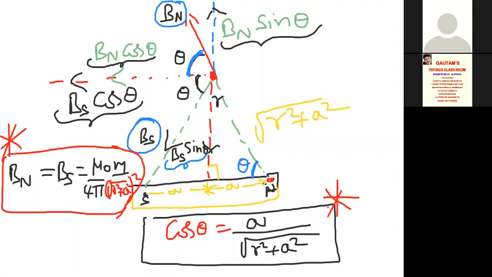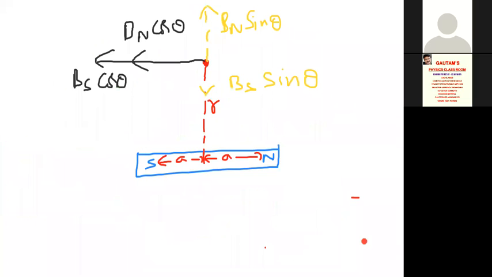Here, I think you understood why we got the whole square: distance square. From the north pole to here, the distance is not r, it is square root of r square plus a square. From the south pole to here, it is also square root of r square plus a square. So the formula for magnetic field is mu naught by 4 pi, pole strength by distance square. That is the formula we know, and from that formula we are now substituting here.